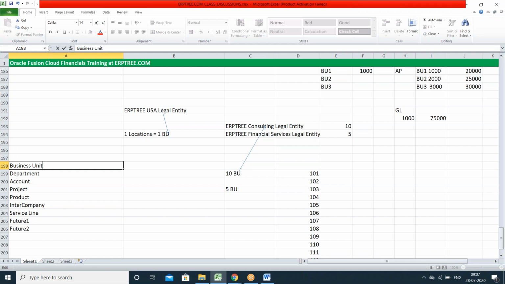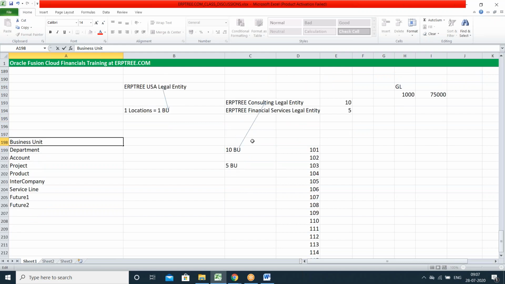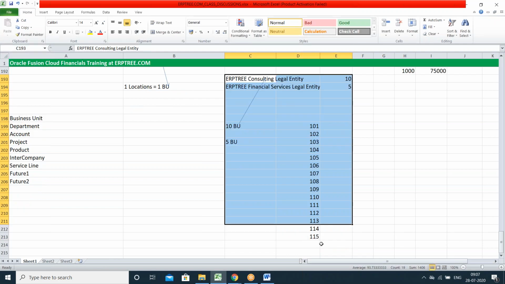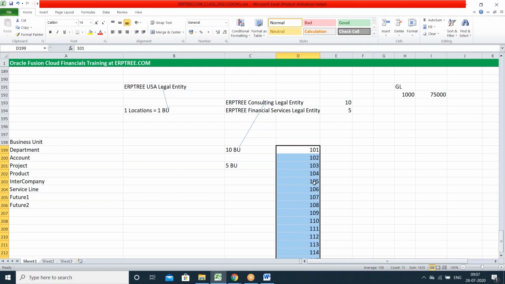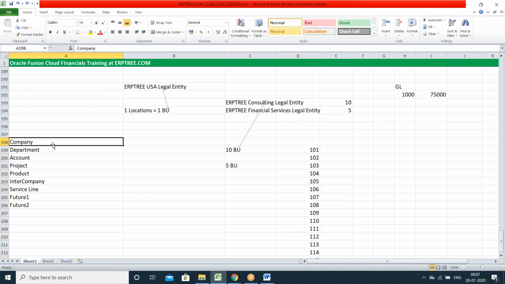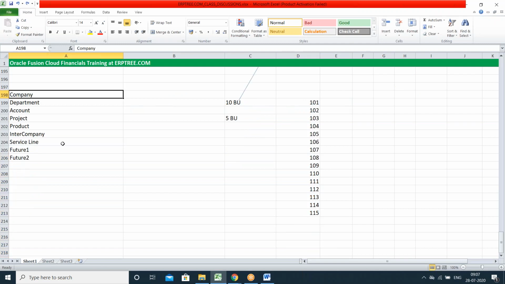Forget about this example, take this example. In total you have 15 business units. The 15 business units you have to create as 15 companies, right? Company is nothing but business units. Now you can take the segment name as business unit. For some clients, this is how we implement. They'll choose the name they want to have as business unit or company.